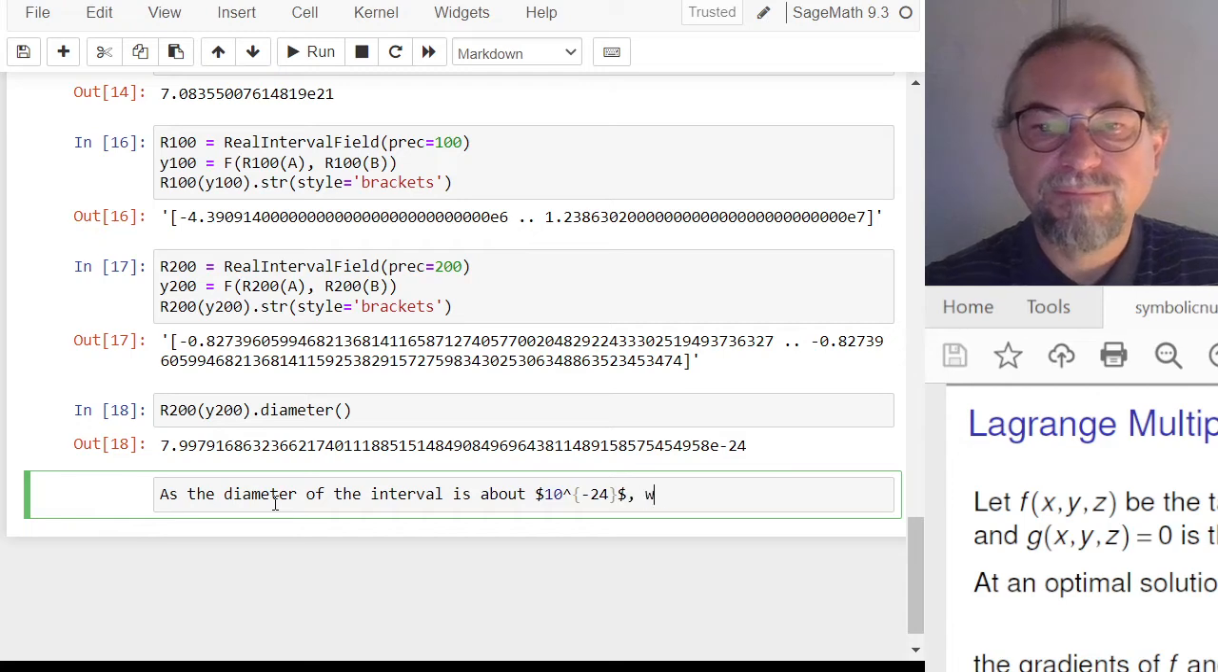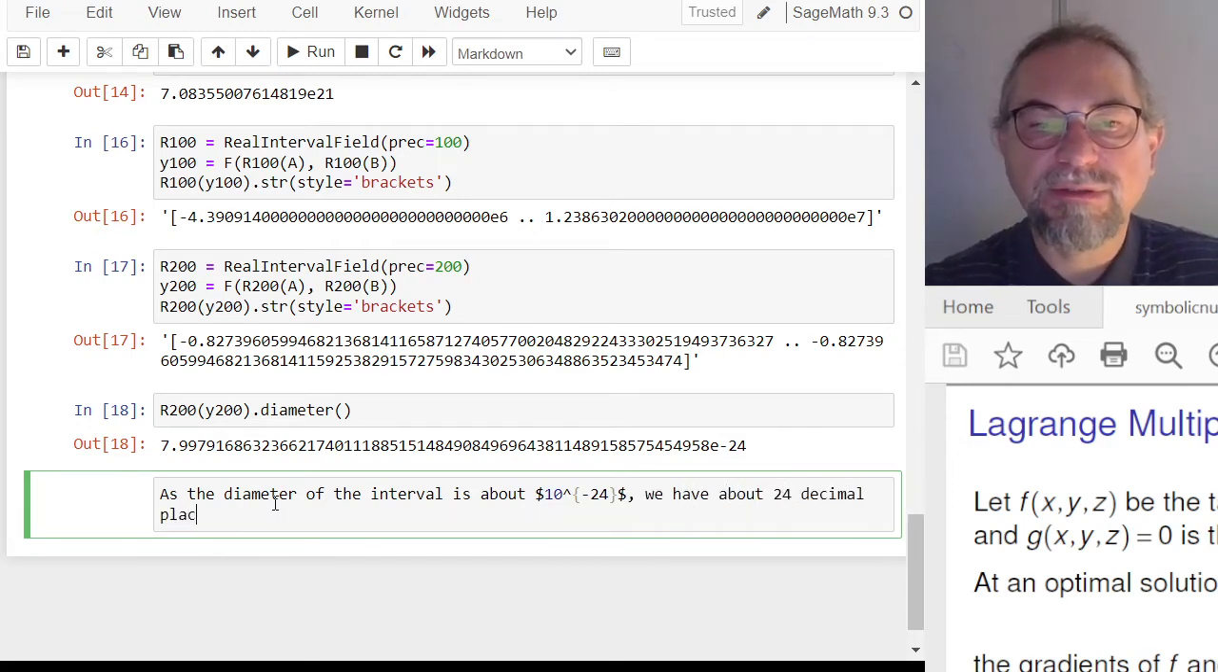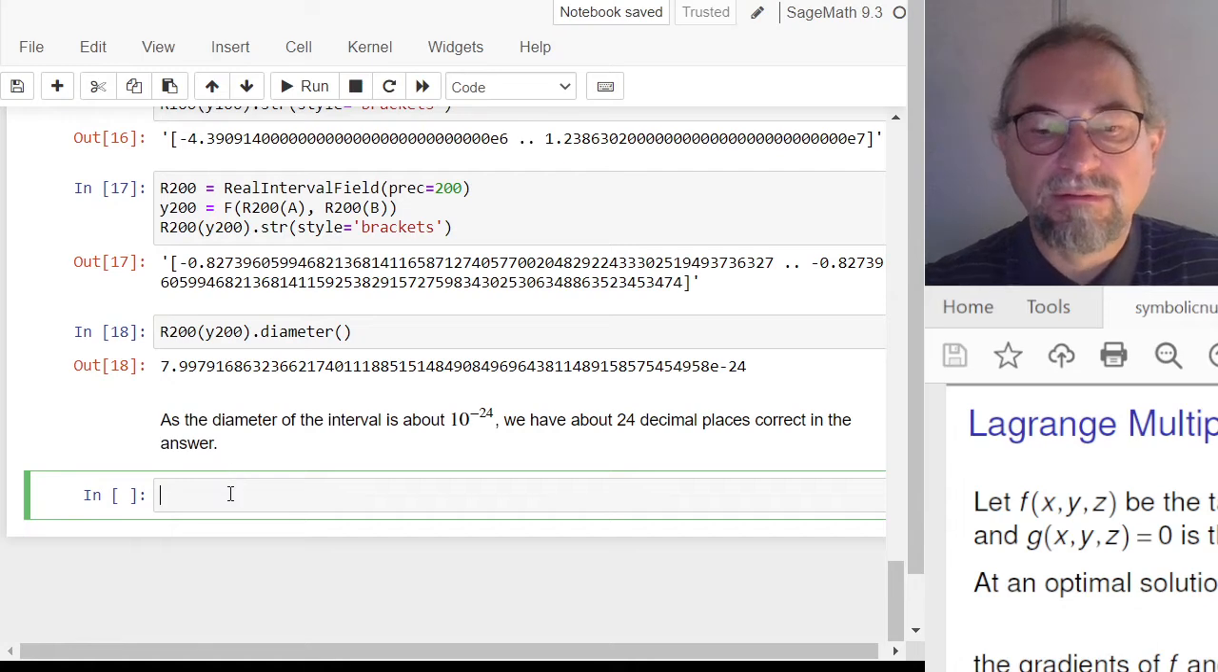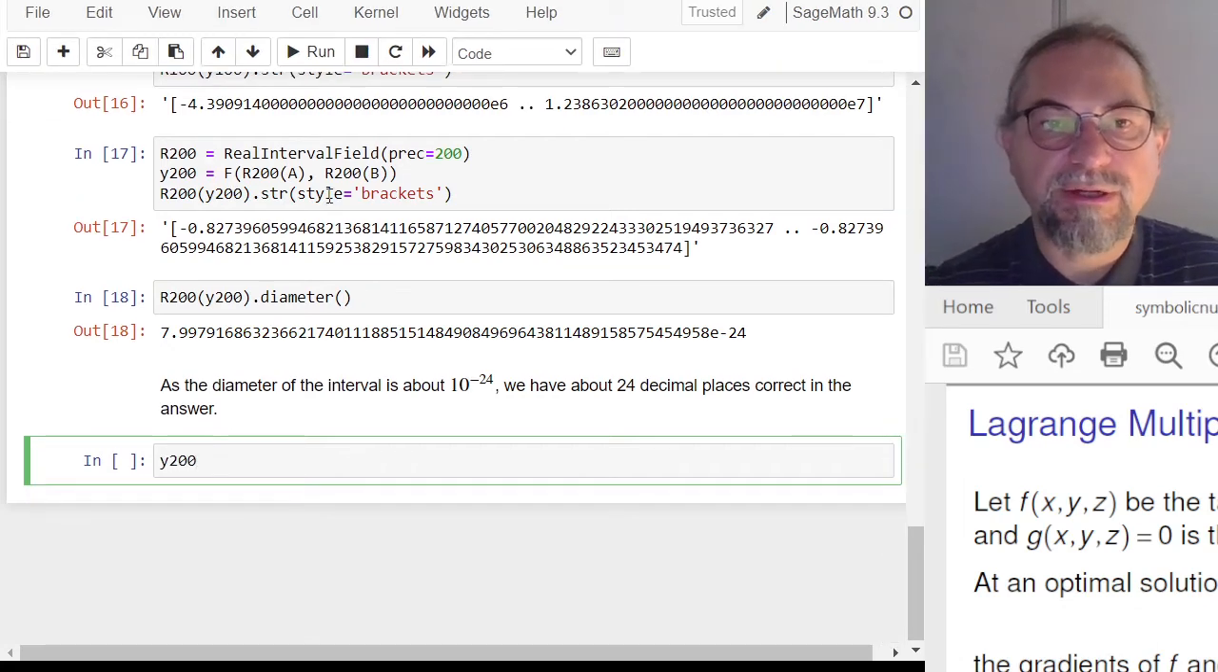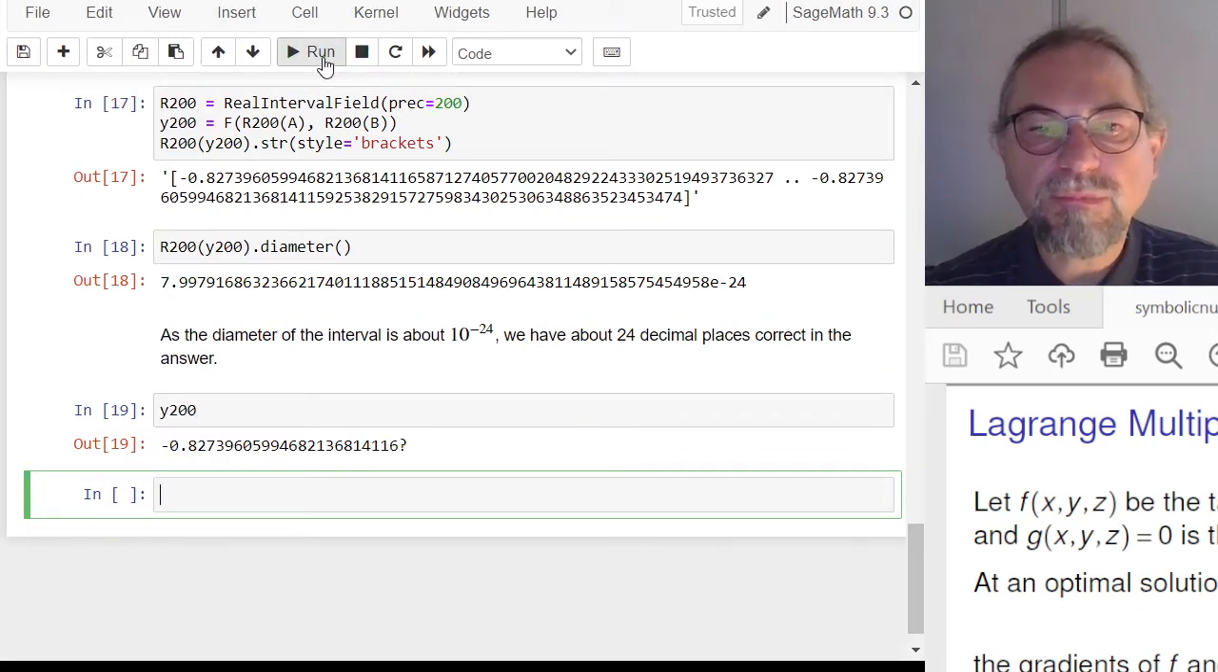We have about 24 decimal places correct in the answer. And that can also be seen from the expression. So just count the number of digits until the question mark. Okay, so this is the interval arithmetic.